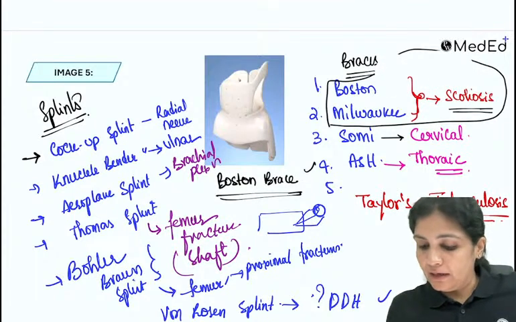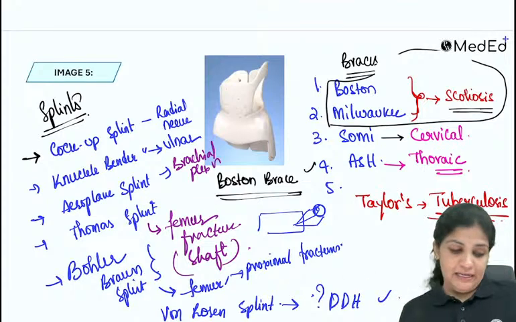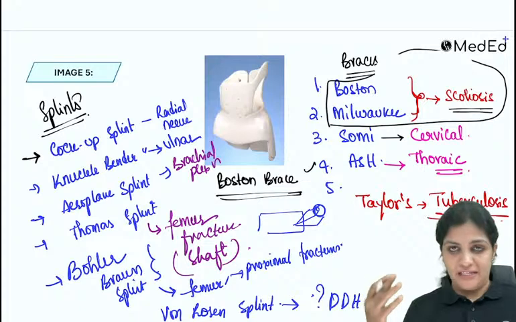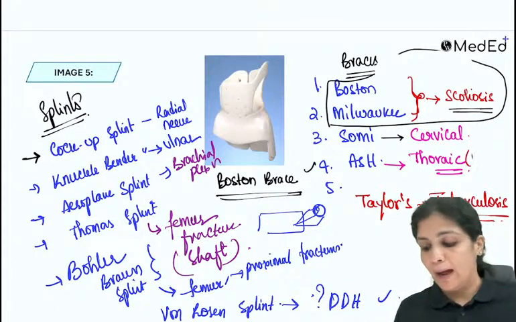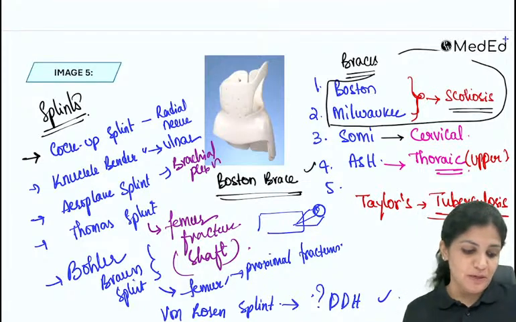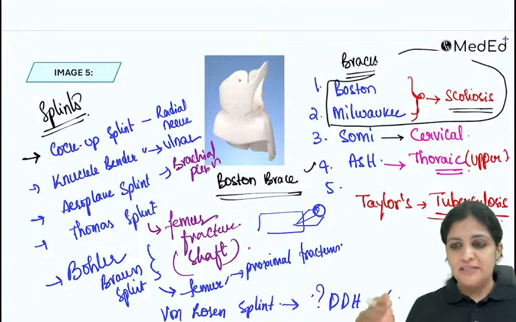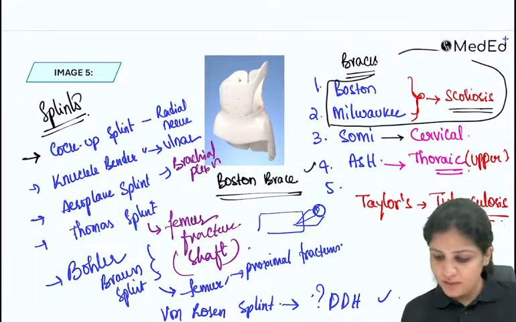Boston and Milwaukee is for scoliosis. Somi is for cervical. Any cervical problem is for this. And anterior hyperextension, ASH brace is for thoracic. That is mainly your upper thoracic. And Taylor's is for your tuberculosis. So tuberculosis, mainly Taylor's brace is used. Right? So these are the various braces. Did we miss any brace in between?